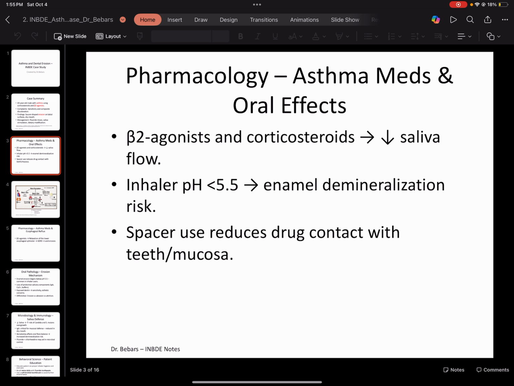Pharmacology perspective for patient with asthma, we need to know that beta 2 agonists and corticosteroids reduce saliva, and the inhaler pH is lower than 5.5, which is causing enamel decalcification. And spacer use for this situation will help reducing drug contact with the teeth.